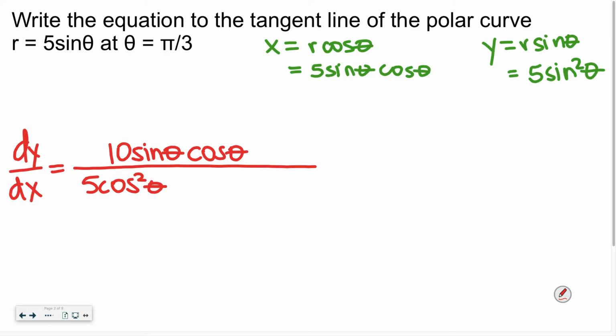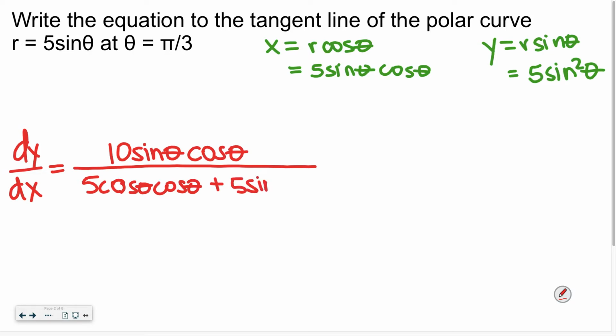Okay with 5 cosine squared? It's 5, derivative of sine is cosine. Copy the cosine squared. We are there. What do you see? Plus. Oh, now it makes sense.